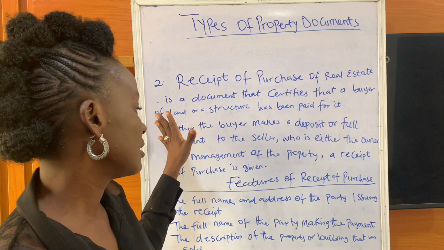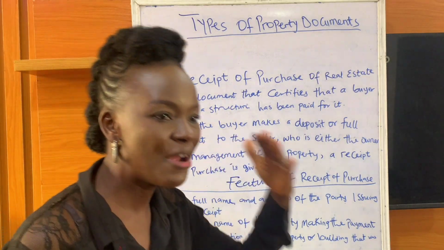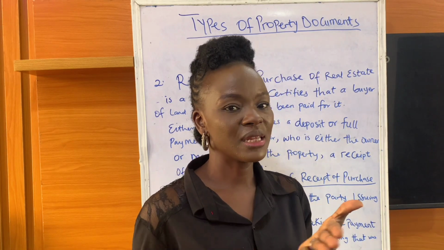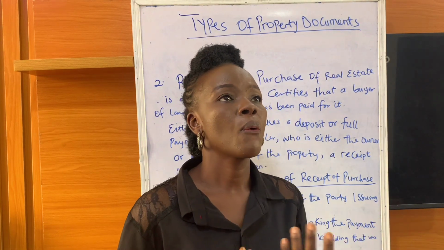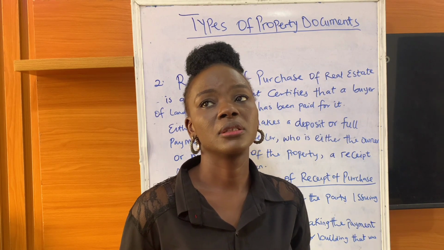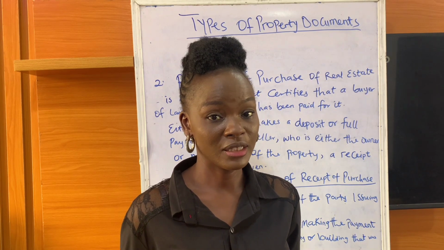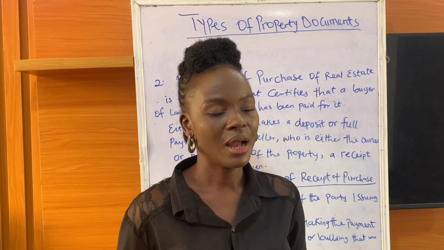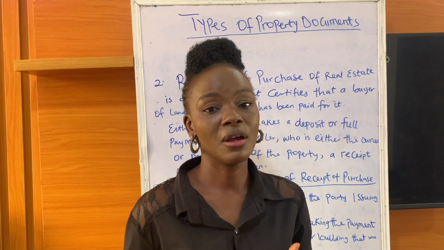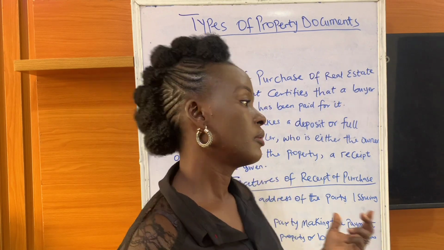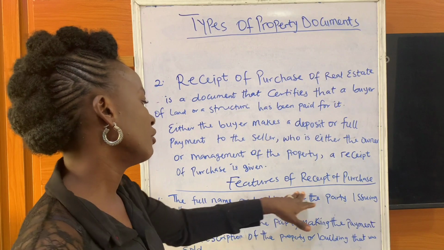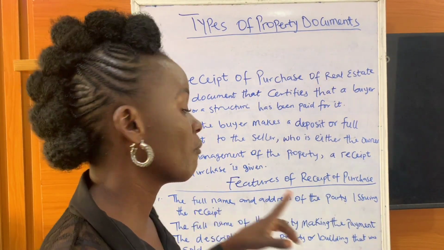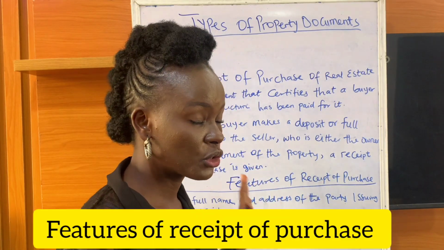Now, the receipt has to be given for every payment that is being made. There must be a receipt to show that the payment is being made. In most cases, we have cases like that happen most times in some property being sold by some real estate companies. They allow people to spread their payments over a period of time, and honestly, it's a very fantastic opportunity. So, features of receipt of purchase of real estate.